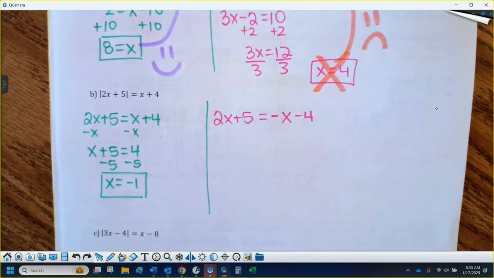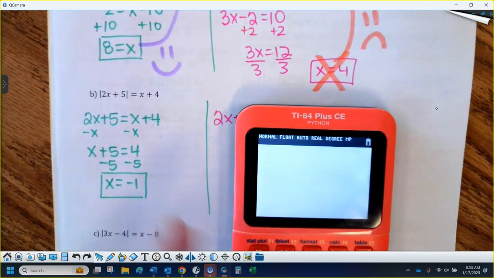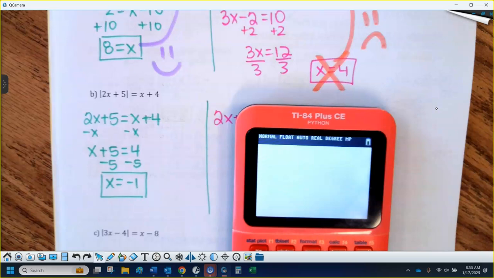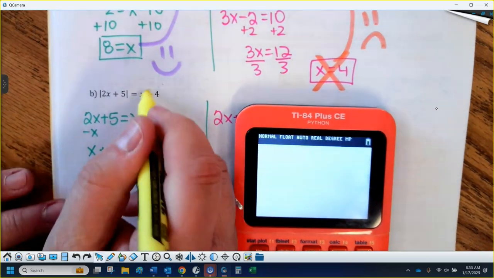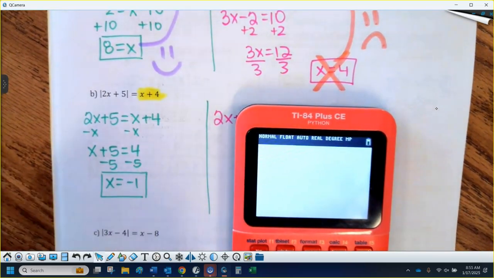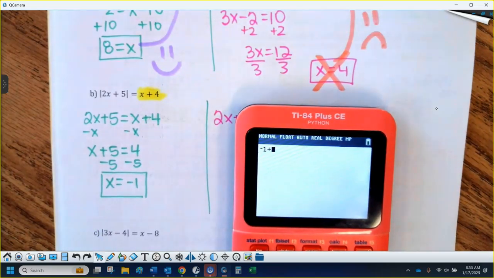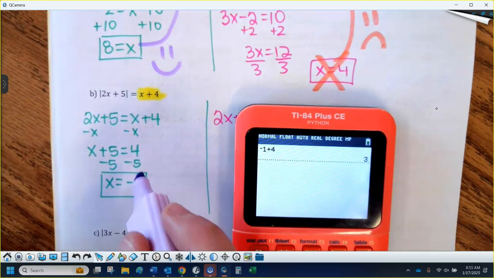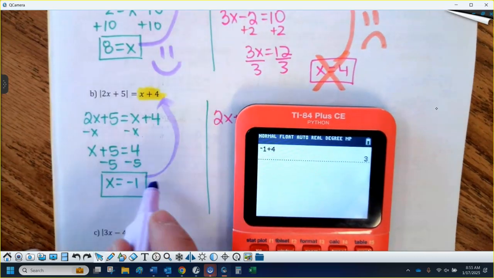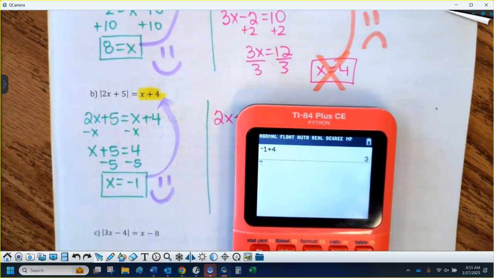And if you want to, actually, let's just check right now. If I plug in negative 1, you only have to worry about, you can't have an absolute value equal to a negative. So I really just have to plug it in here. If I do negative 1 plus 4, as long as that's positive, which that's positive 3, then you're good to go. So this works. So negative 1 is one of my answers.